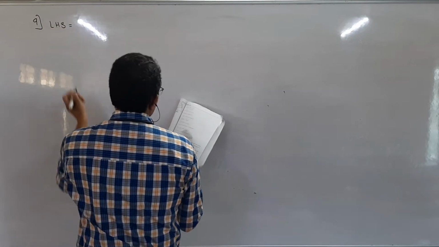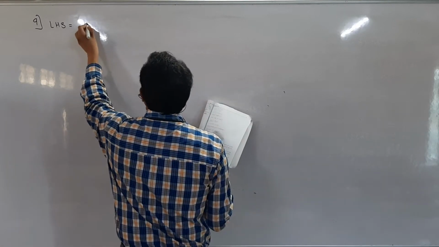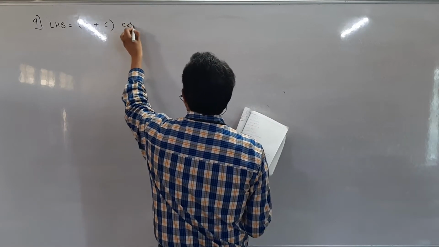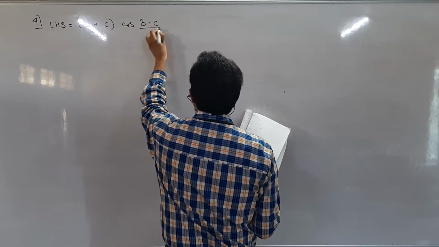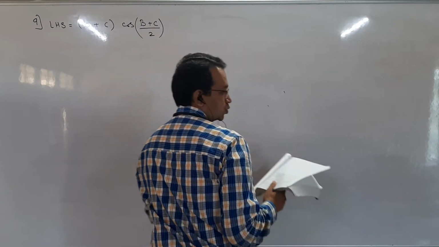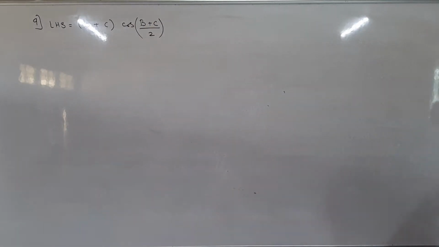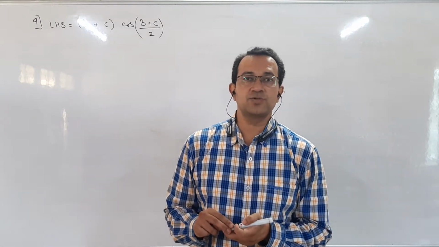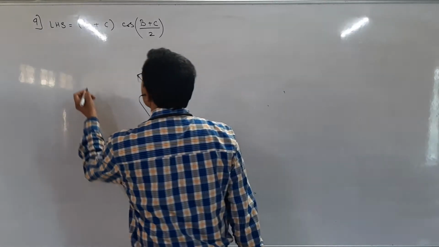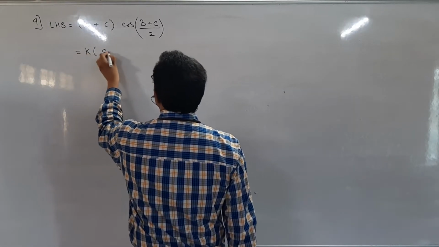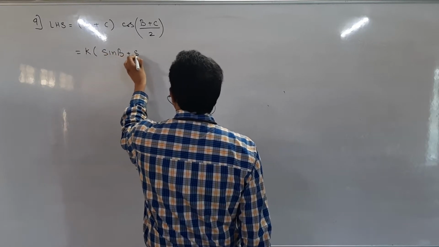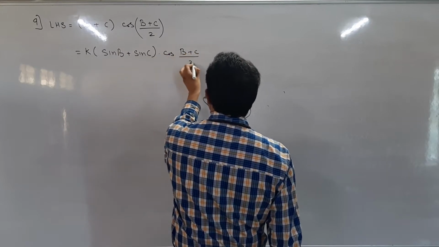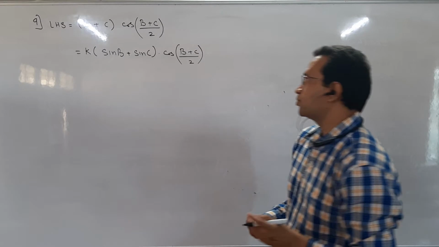LHS is equal to (b plus c) into cos of (b plus c) by 2. Now, concentrate for small b and c, students. Definitely we have to apply the sine rule. So, k common, sine b plus sine c into cos (b plus c) by 2.